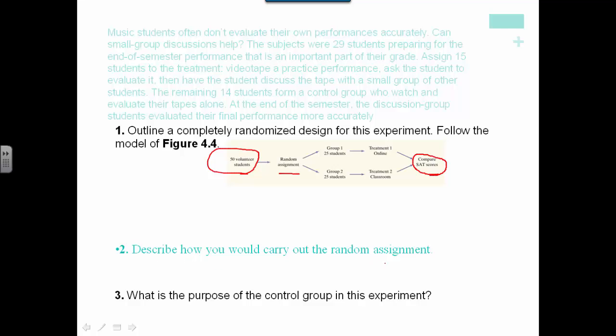Describe how we would carry out a random assignment for this experiment. So for example, here's what it would look like. We would again use random assignment. We could again use different things, a random number generator from a calculator, pieces of paper, things like that to be able to perform the actual experiment.